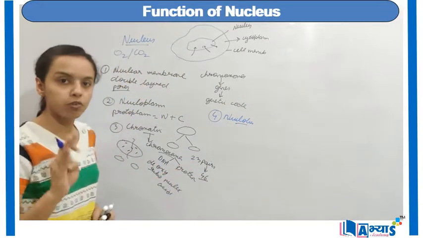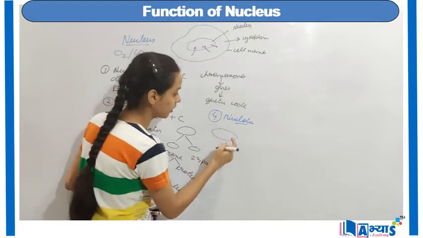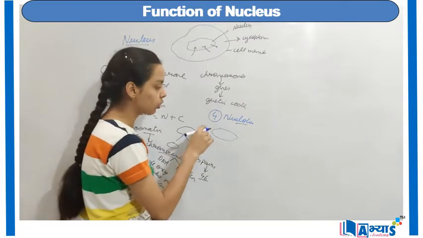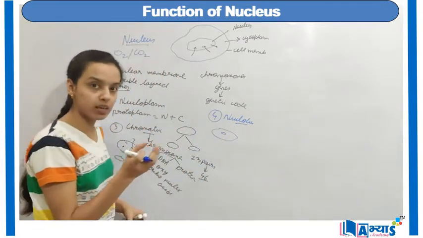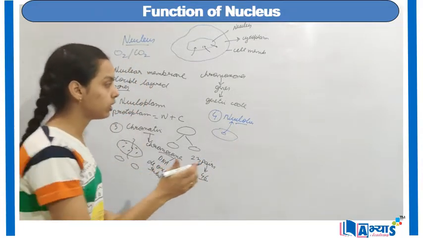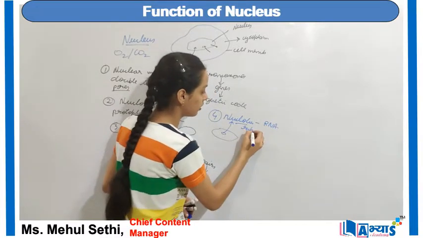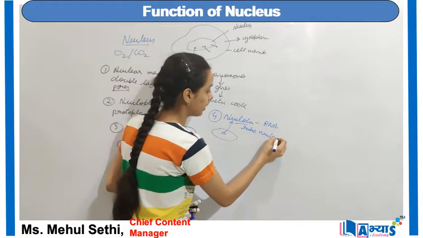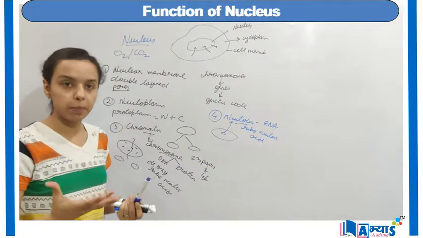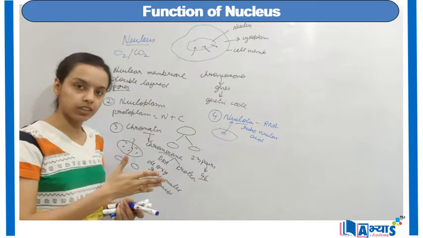So nucleolus is the fourth important part in the nucleus. If I have a nucleus, this is the cell membrane. Inside we have a nucleoplasm, and inside the nucleoplasm we have a small spherical body which is known as the nucleolus. Basically, nucleolus contains the RNA. RNA stands for ribonucleic acid. And actually it does not have a membrane.